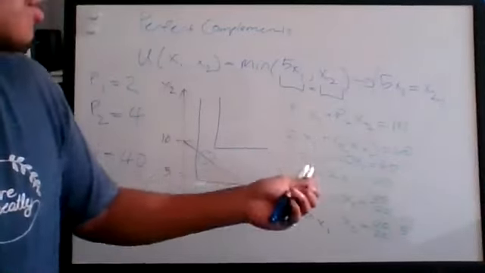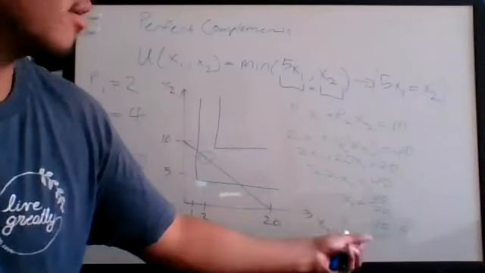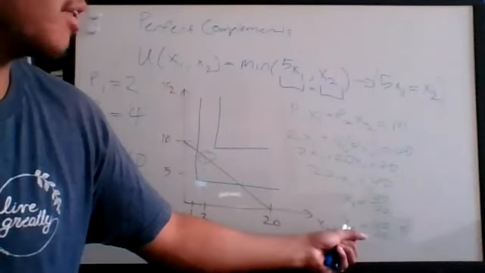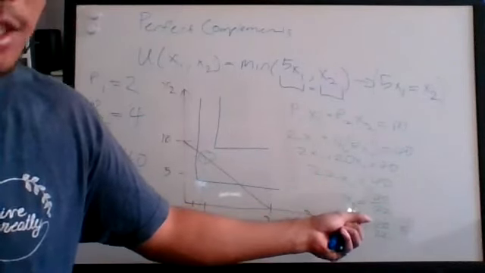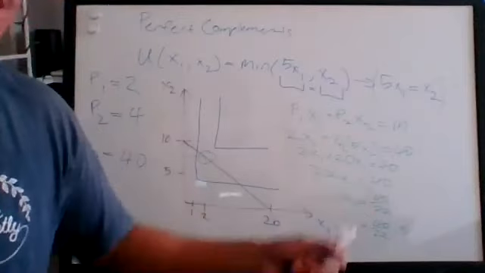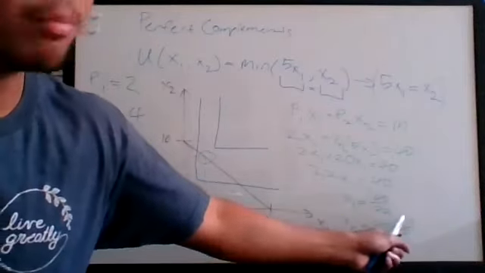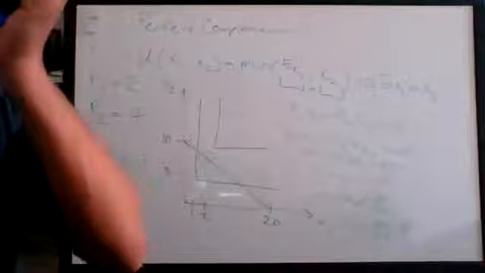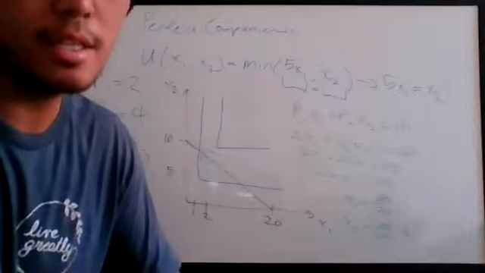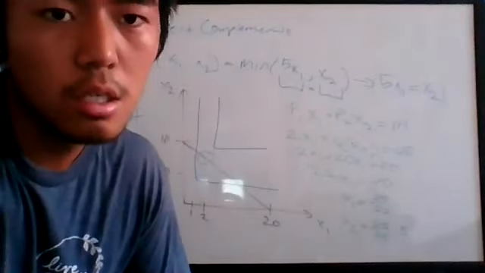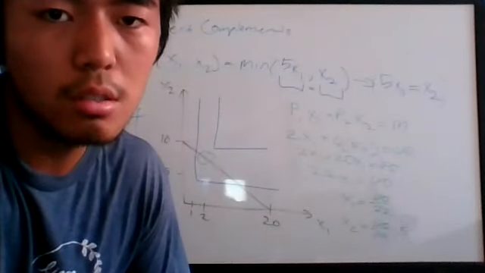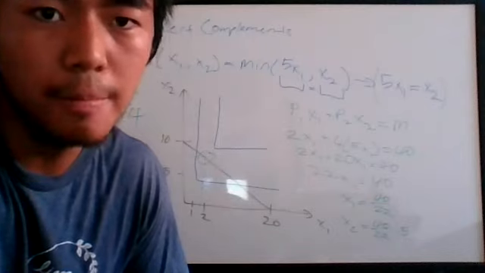Then in this situation, I know that in order to find the amount of x2 that I need, given that I have x1 solved within the budget constraint, I just multiply by 5. I see. Thank you. The MRS test, could you maybe talk about what the MRS test is?